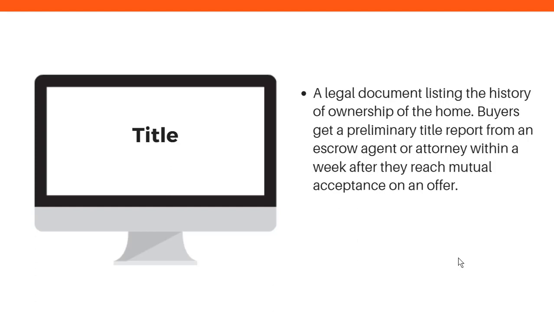Title. This is a legal document listing the history of ownership of a home. So buyers are going to get a preliminary title report from an escrow agent or an attorney at a title company. And it's typically going to happen pretty quickly when you reach a deal with a seller. You'll go order title and they're going to send you a document that lists out the title history of a property so you can see the past owners and make sure that you are buying the property free and clear of title, meaning that there are no other owners when you take over the property. That way you are now the sole owner of this property and you have the rights to this property. And that's where you're going to get the deed from the seller, which transfers the ownership to you as you are now the title holder.